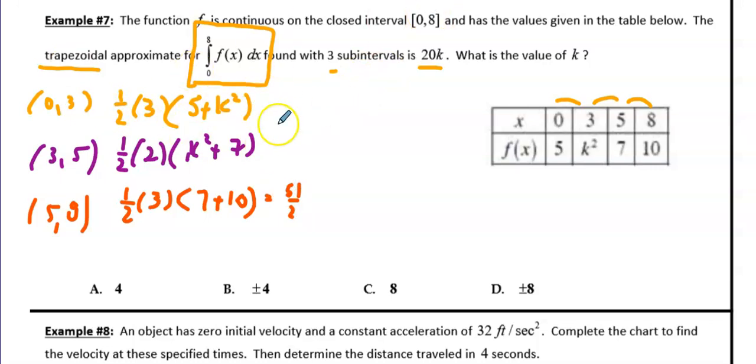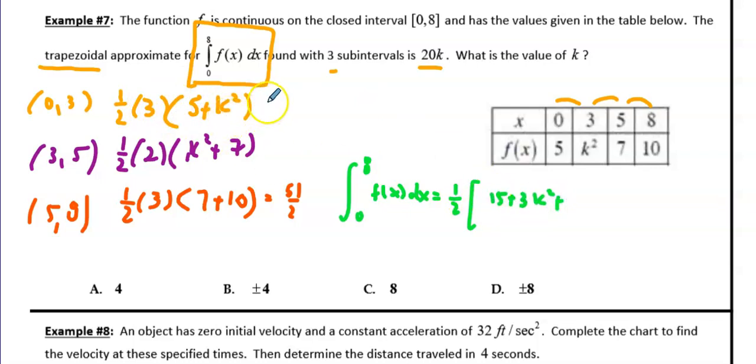So now let's actually start setting this up. So let's do the problem itself. The integral from 0 to 8 of f of x dx is going to be equal to, so we're going to do these things. Notice, first of all, I'm going to pull up the 1/2 because they all have a 1/2. And then I'm going to be left with 3 times 5 plus k squared. So that's going to be 15 plus 3k squared, plus, because I'm just adding this one plus this one plus this one, 2 times k squared plus 7. So this will be 2k squared plus 14.